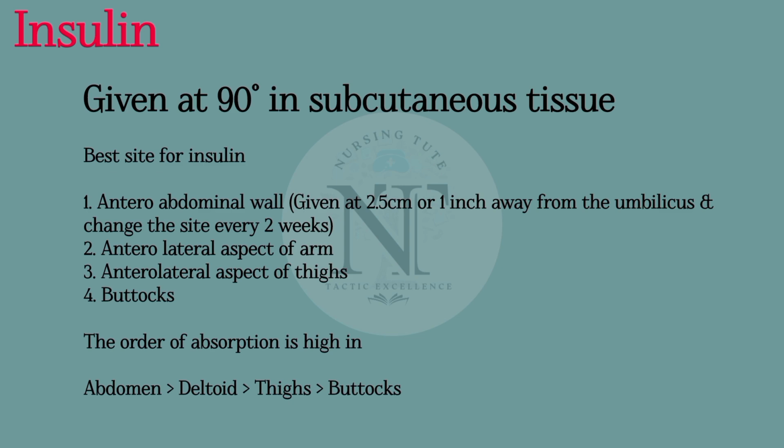Given at 2.5 cm or 1 inch away from the umbilicus, and change the site every 2 weeks in order to prevent insulin lipodystrophy. Other sites are the anterolateral aspect of the arms, which means deltoid muscles, and the anterolateral aspect of thighs and buttocks. The absorption of insulin is higher in abdomen, then deltoid, then thighs, then buttocks.